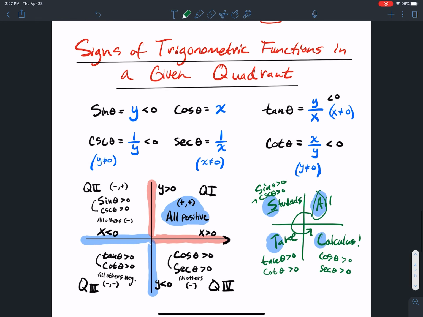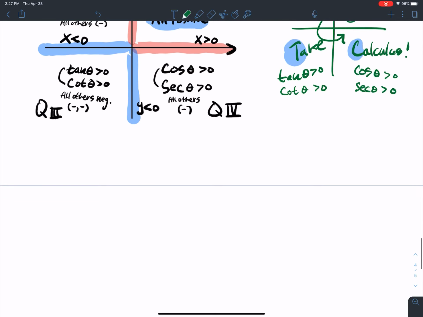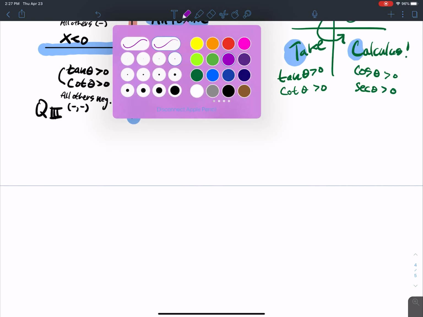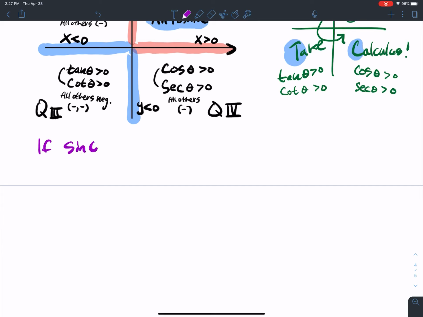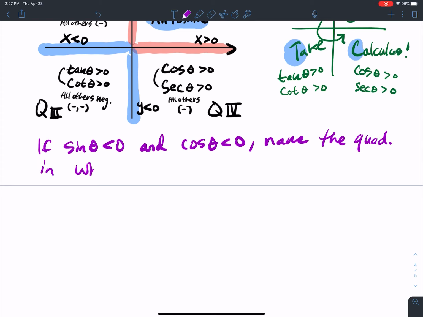Okay, so hopefully that helps you out when you start working through problems. You might be asked to determine which quadrant the angle falls in. Okay, so they might say, hey, if sine of theta is less than 0 and cosine theta is less than 0, name the quadrant in which the angle theta lies. Okay?